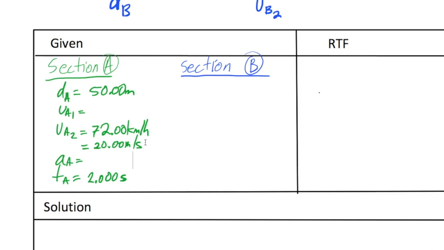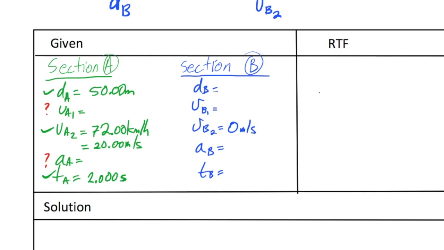Now, the good news is this: we have 3 given pieces of information, which means we can solve for these other two no problem whatsoever. In section B, we have the following pieces of information. We know that the final speed is 0 meters per second.